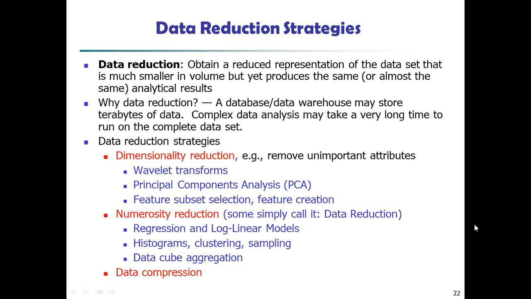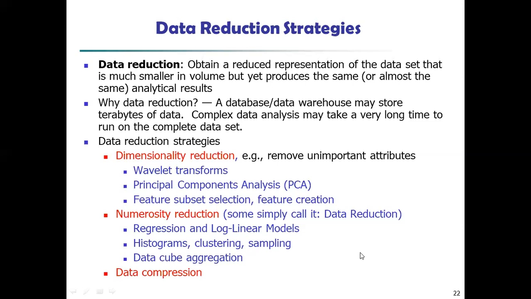First one is dimensionality reduction. Dimensionality reduction is the process of reducing the number of random variables or attributes under consideration. The unnecessary attributes, those attributes we have to remove in dimensionality reduction. So remove the unimportant attributes, and only consider the most important attributes. Anyway, it is a process of reducing the number of random variables or attributes under consideration.